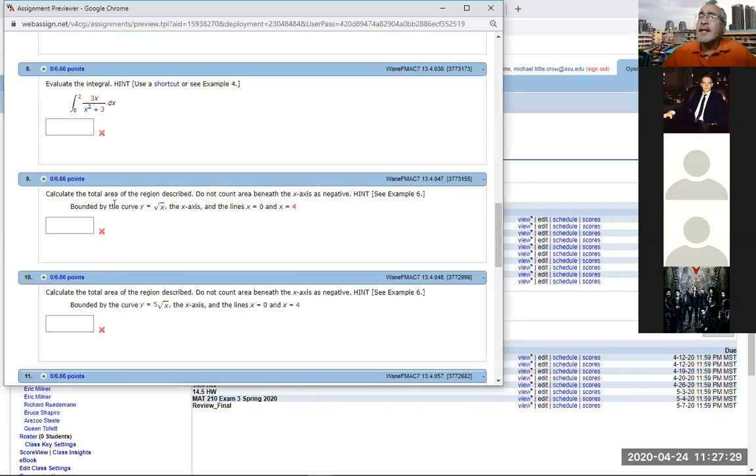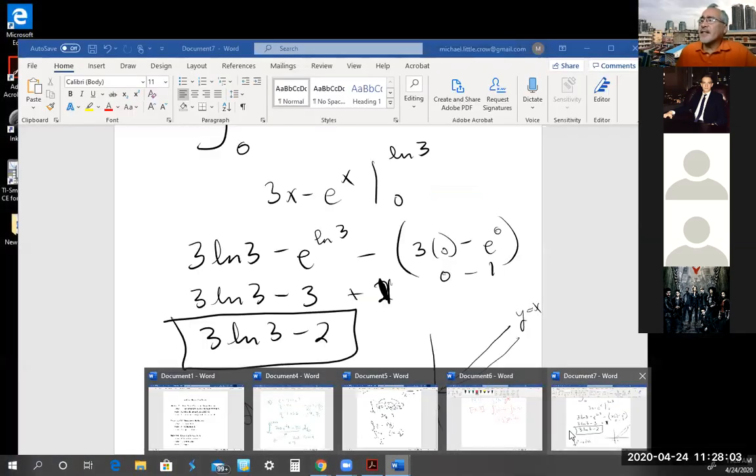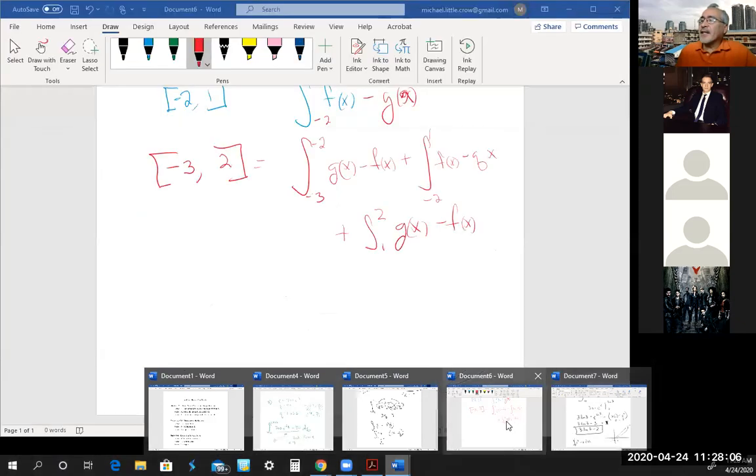So I was just confused on what the point of it being bounded by the x-axis is, if it's saying do not count the area beneath the x-axis as negative, and the lines x equals 0 and x equals 4. Those are your boundaries. The x-axis is the equation y equals 0. So your two functions are square root of x and 0. Does that make sense? Yeah, but what's the point of it being 0 if you can't plug anything into it? That's just confusing.